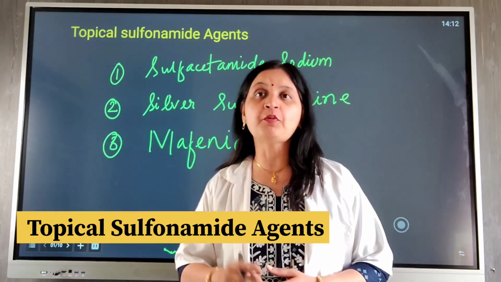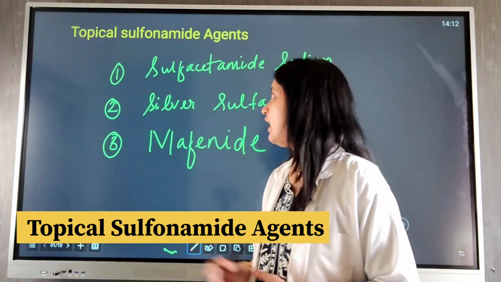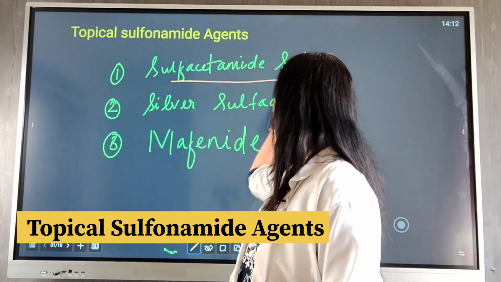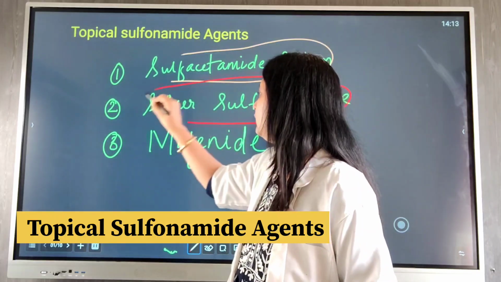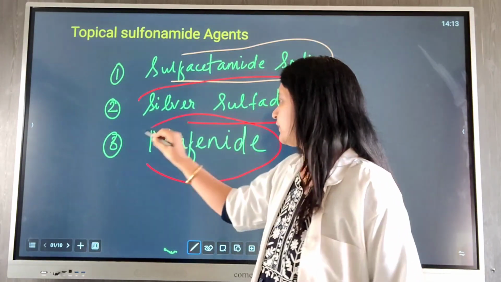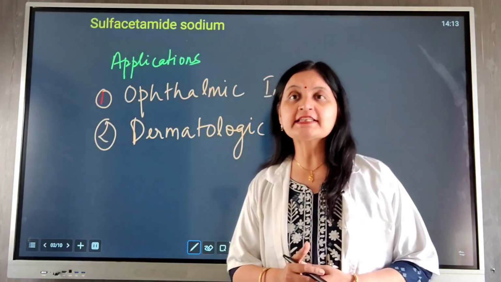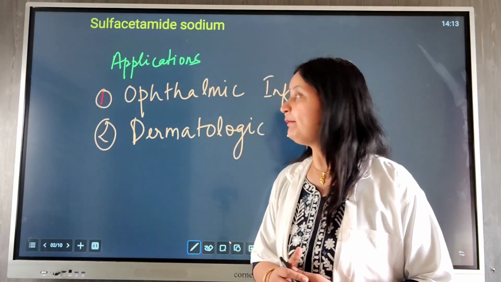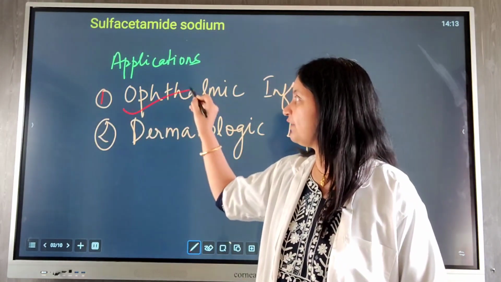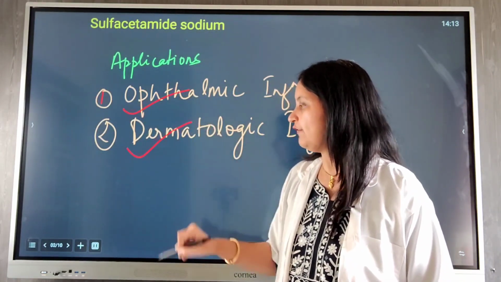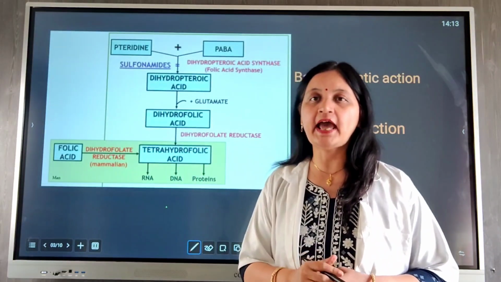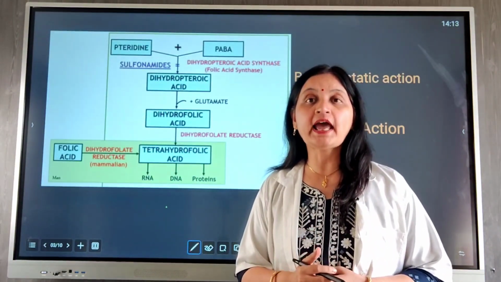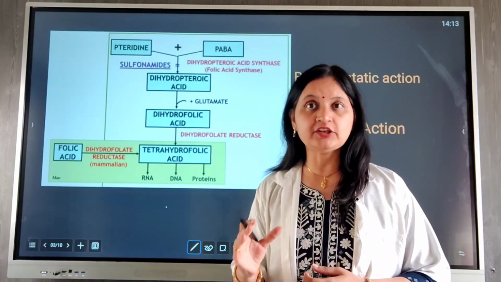The three most important topical sulfonamide agents are sulfacetamide sodium, silver sulfadiazine, and the third one is Mafenide. So speaking of sulfacetamide sodium, it has applications in ophthalmic infections and dermatologic infections. So how does sulfacetamide act? Now sulfacetamide acts as a bacteriostatic agent.